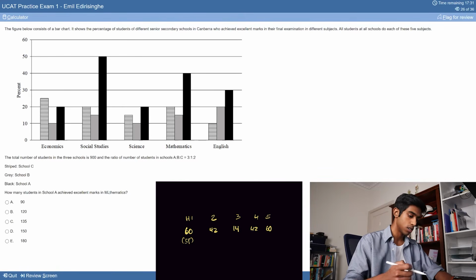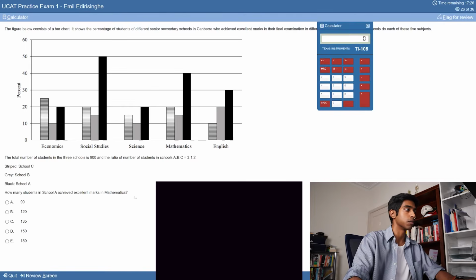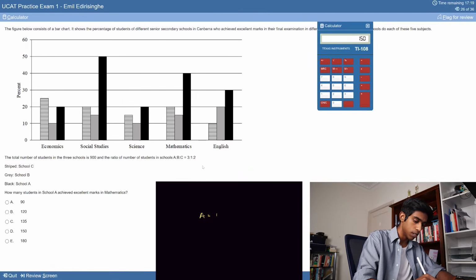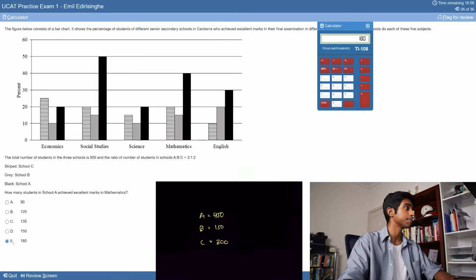Okay. So 900 over 3 schools. So do 3 plus 1 plus 2 from the ratio. 900 divided by 6 is 150. So then you know A equals 450. B is 150. C is 300. So therefore, how many students achieved excellent marks in mathematics? Then you have school A, 40%. So 0.4 times 450 is 180.